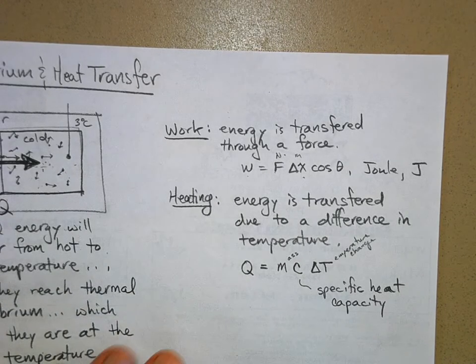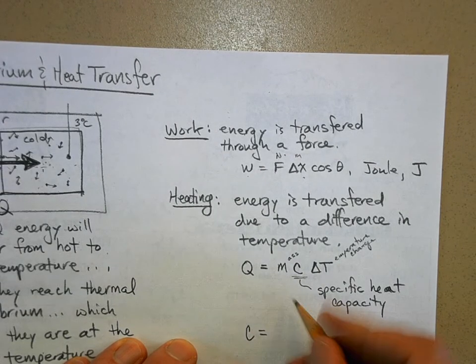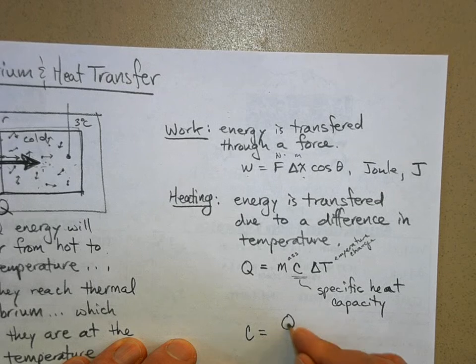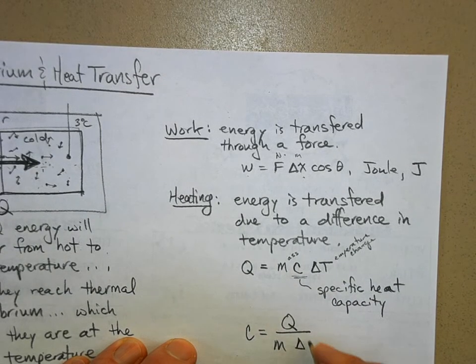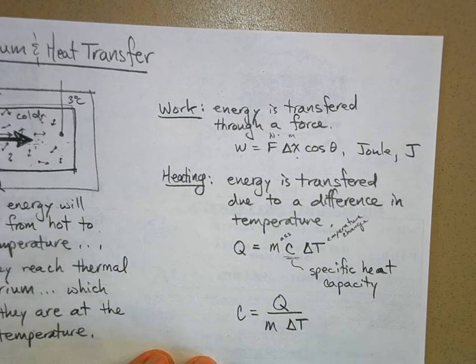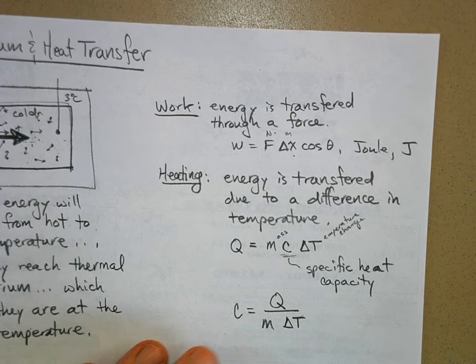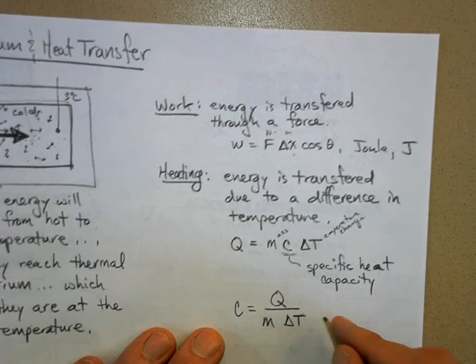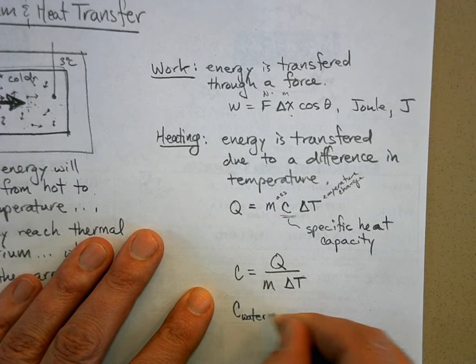In fact, you can solve for it. C is equal to the amount of heat it took for a given mass to raise its temperature a certain amount. This is how you solve for the specific heat. How much energy did you need to transfer to it to raise its temperature for a given mass? Now, for liquid water, I'll put C, water.